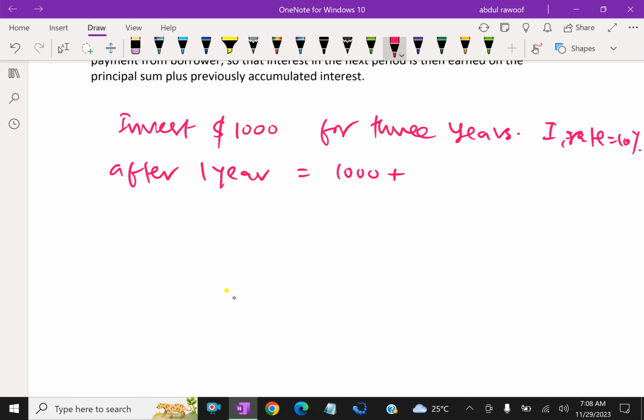1,000 plus 10% of 1,000, which means 1,000 plus 100. So we get, at the end of the first year, 1,100.